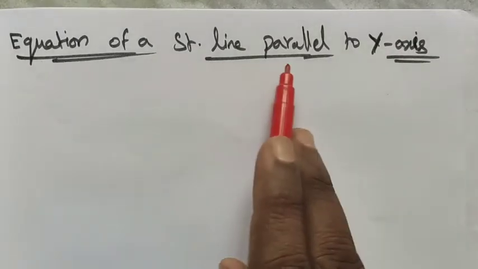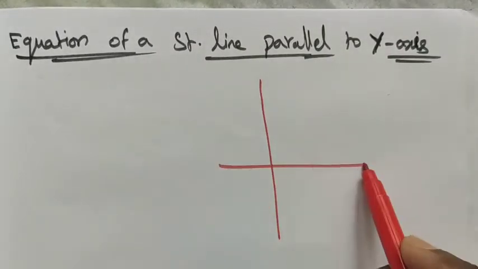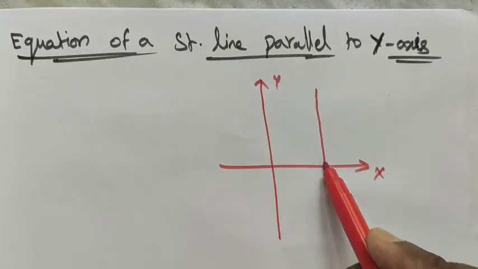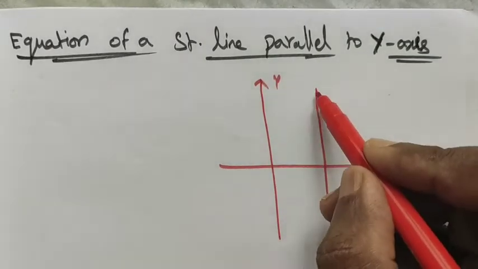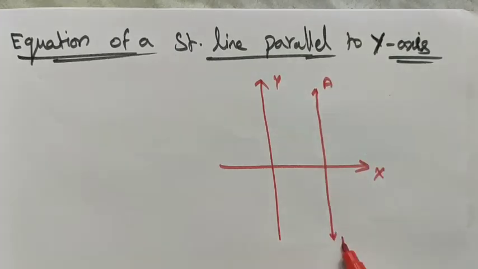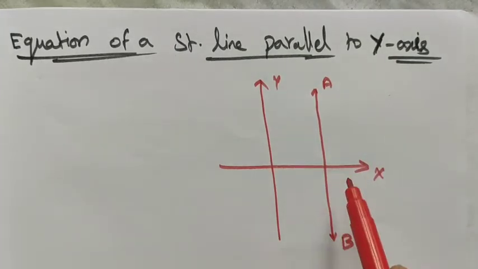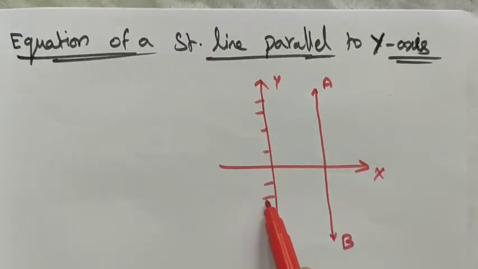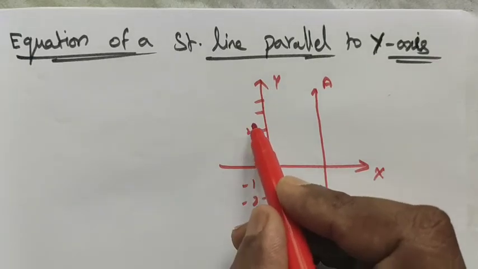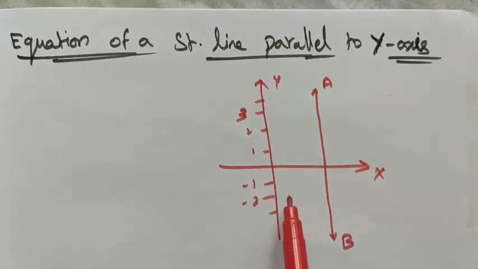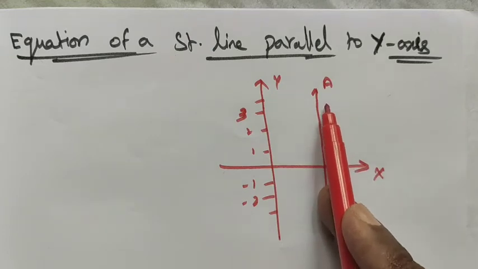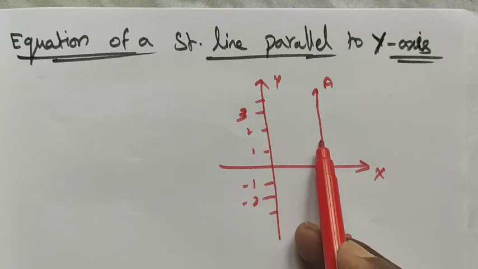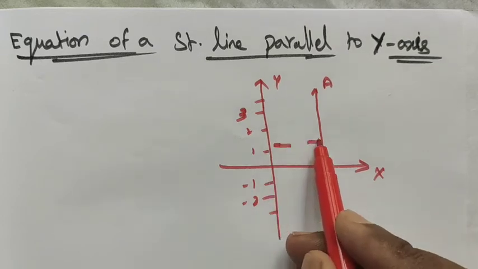See, the equation of the straight line parallel to y axis. This is the x axis and y axis. If it is parallel to y axis, this is a parallel line, right? Let me take this point as a and the b point. See, wherever the x value and y value are like this, we get minus 1, minus 2, 1, 2, 3, for example. If the line is parallel to y axis, the distance of this point in between is c.